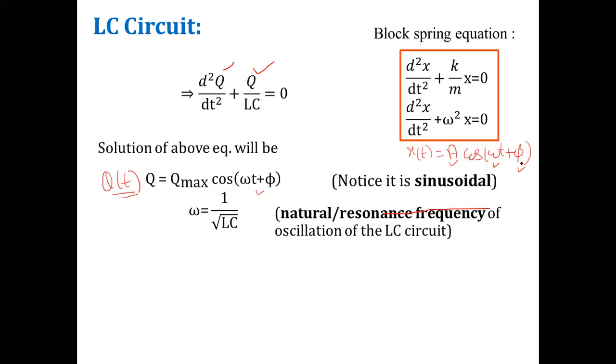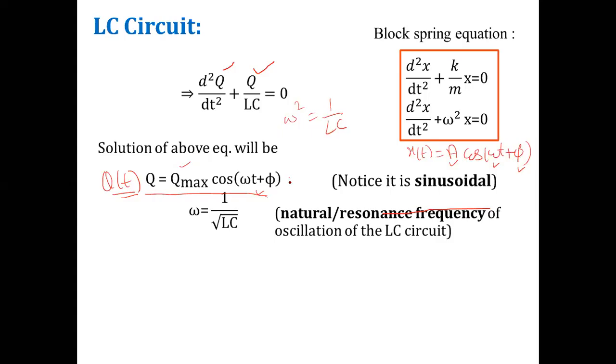Based on similar logic, for this equation I can write it in this form also, where Q max corresponds to your maximum charge here. If you talk about omega in this case, your omega square is equal to 1 over LC. If you compare it with this circuit, where your omega square was equal to K over M, here your omega square is equal to 1 over LC. And you can prove that your omega would be equal to 1 over square root of LC.